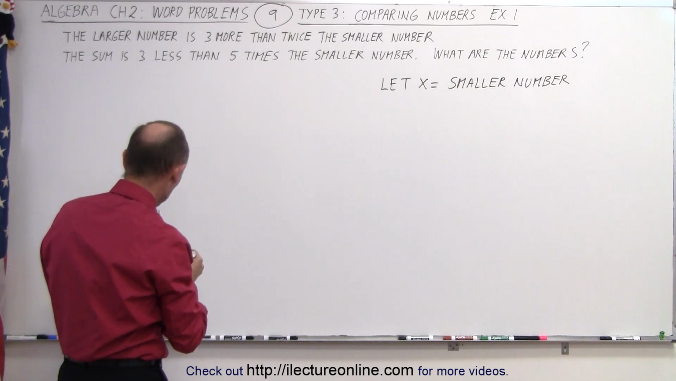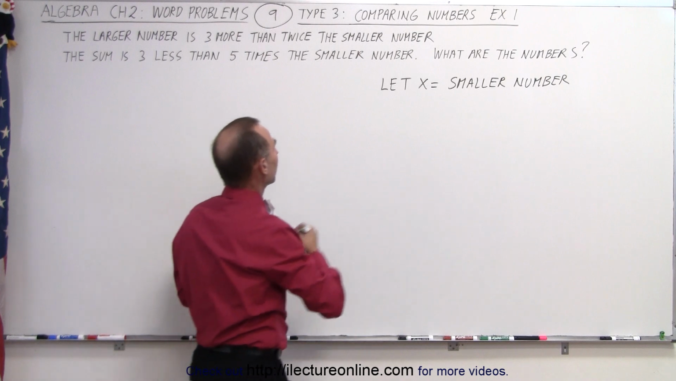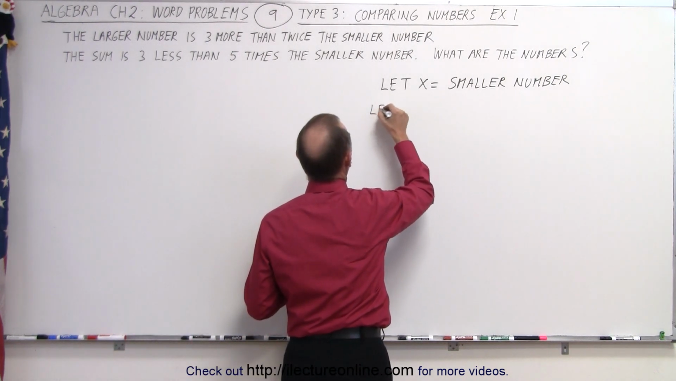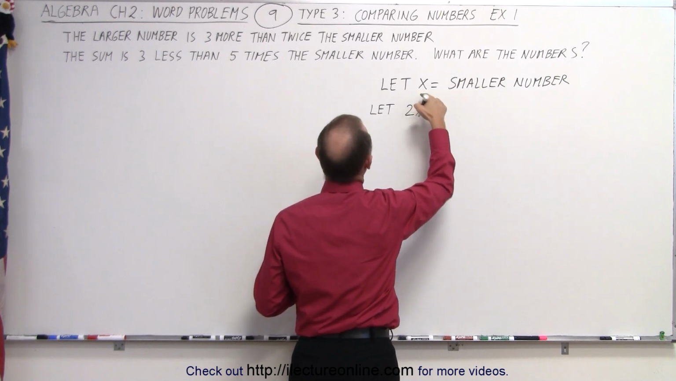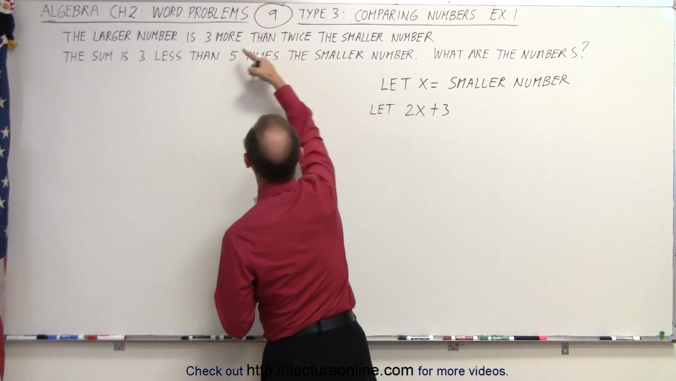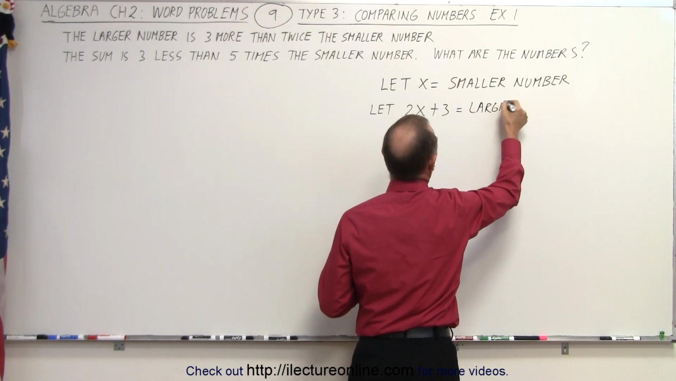which means we now have to express the larger number in terms of x. And we're told that the larger number is 3 more than twice the smaller number. So therefore, let 2x, which is twice as much as the smaller number, plus 3, because it says 3 more than twice the smaller number, equal the larger number.